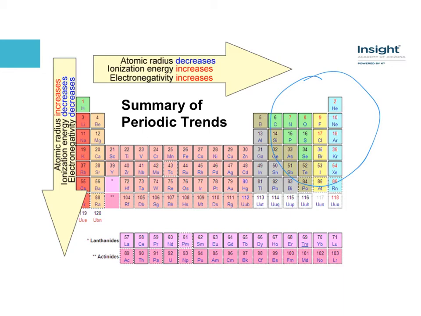And then as you go down a group, your atomic radius is going to increase, which means the valence electrons are going to get farther and farther away from the nucleus. So your ionization energy decreases and your electronegativity decreases. And these guys are more likely to form positive ions.